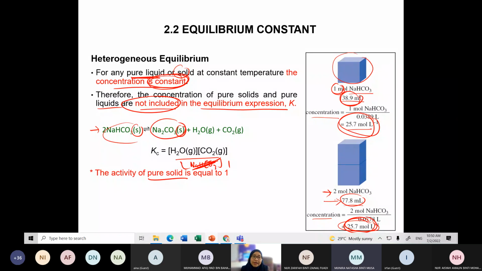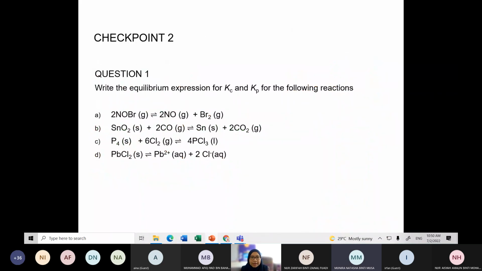concentration. Okay? Okay guys, question checkpoint 2, write the equilibrium expression for Kc and Kp for the following reaction. Okay, I give you like maybe 3 minutes for you to complete all A until D. Okay, do it now. Try first. Okay, we'll discuss after this.